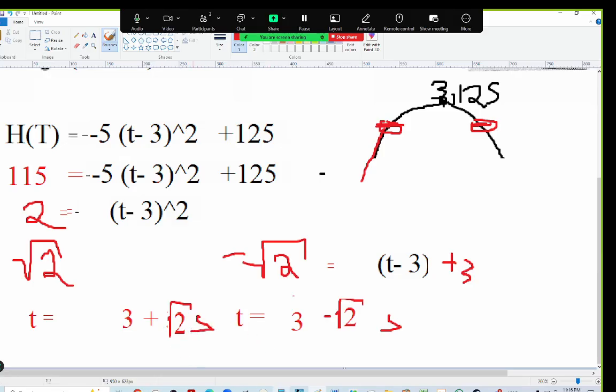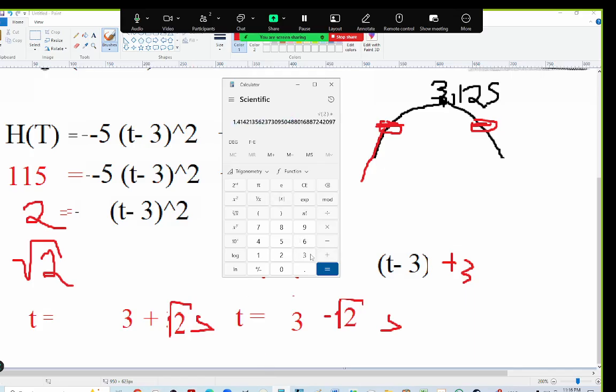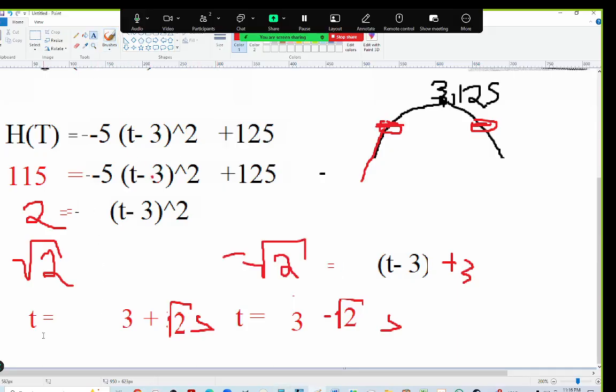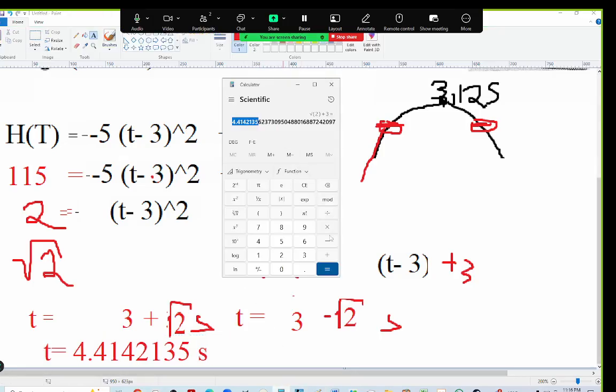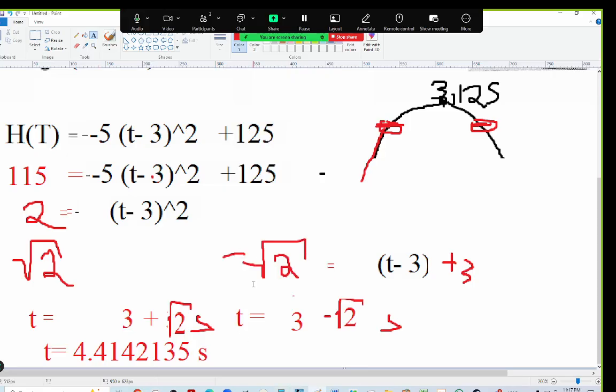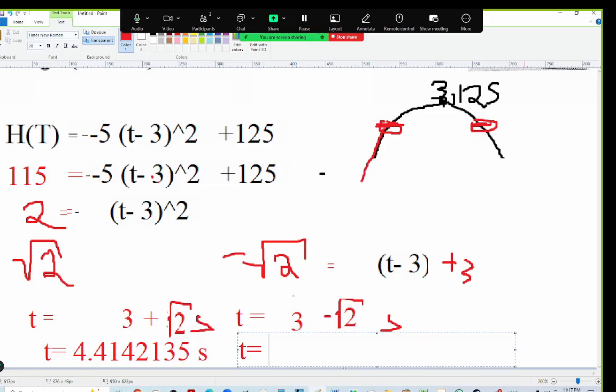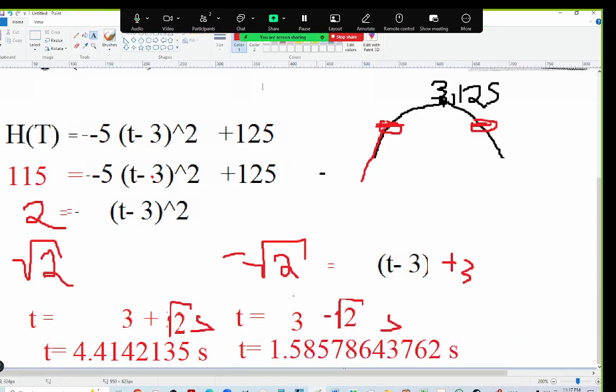Seconds. If I use the calculator, and this one I add 3, this is my first answer. And this is my second answer. What I do is I do 3 and I subtract square root of 2 and hit equals. So here's my second answer, in seconds. Here are my two answers.